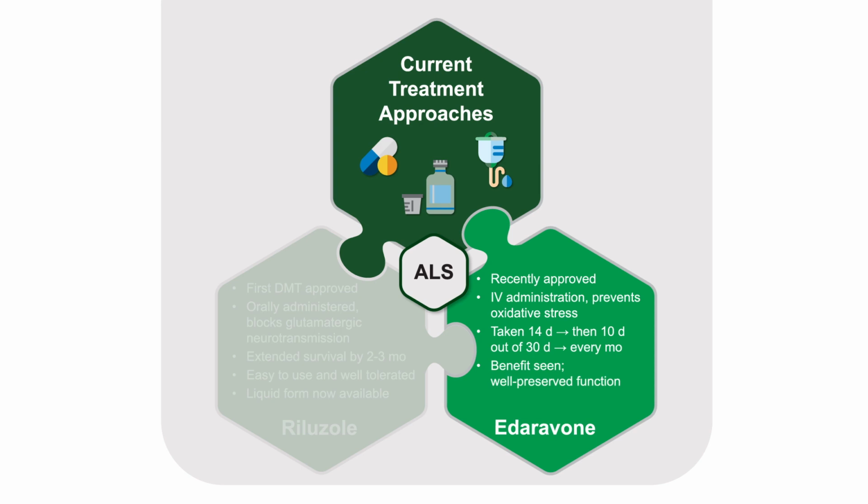In the clinical trial, there was benefit seen in a group of very early, rapidly progressive patients with well-preserved function as measured by the ALS Functional Rating Scale, also referred to as the ALS-FRS-R. There were only minor side effects, and most commonly, patients experienced bruising, gait disturbance, and headaches.